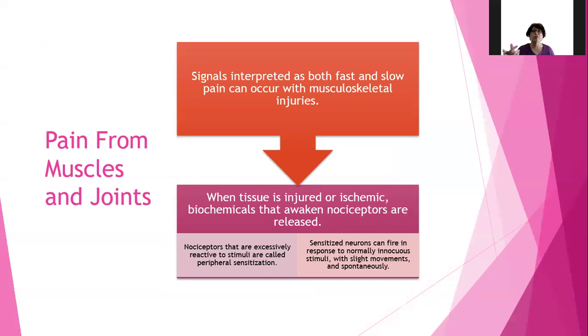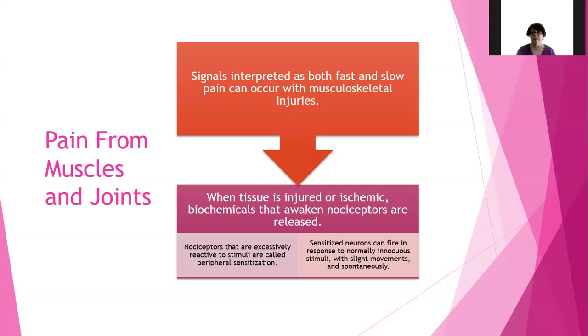Signals interpreted as both fast and slow pain can occur with musculoskeletal injuries. When a tissue is injured or ischemic, deprived of oxygen, biochemicals that awaken nociceptors are released. When nociceptors are excessively reactive to stimuli, it's called peripheral sensitization. And we also have central sensitization. So sensitized neurons can fire in response to normally innocuous stimuli, with slight movements, and spontaneously.